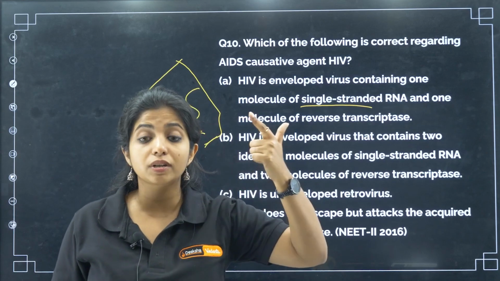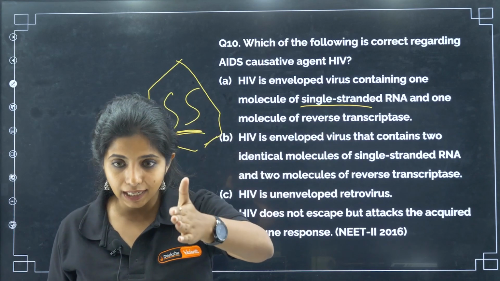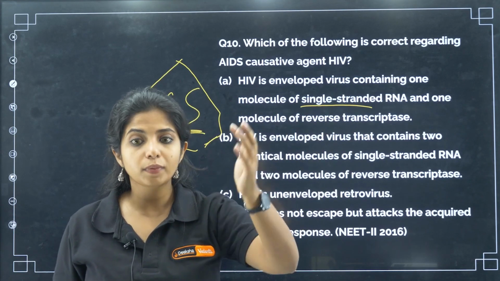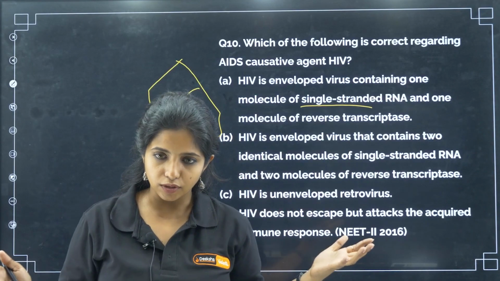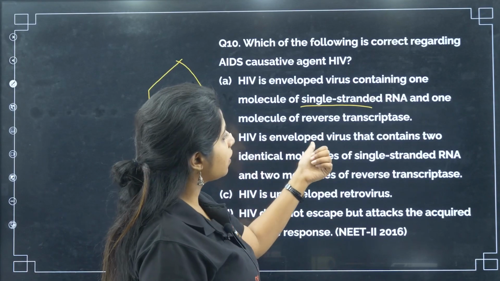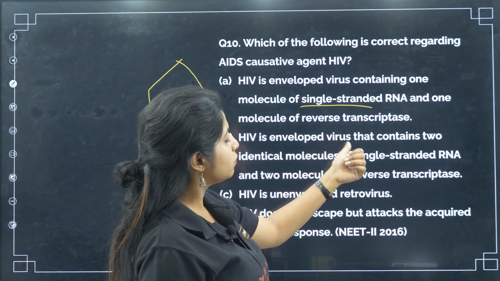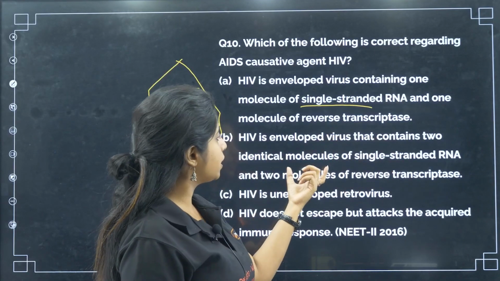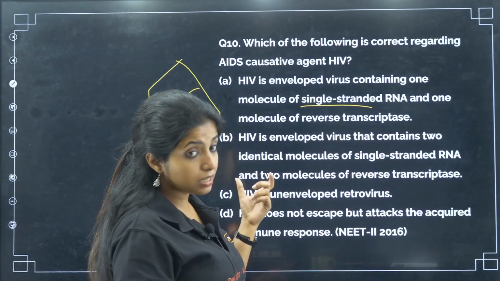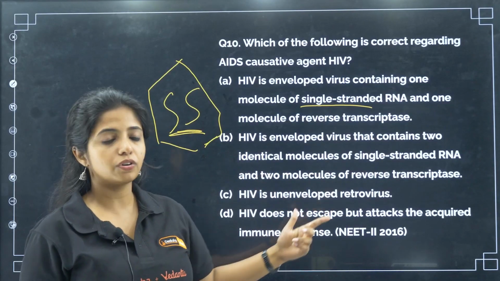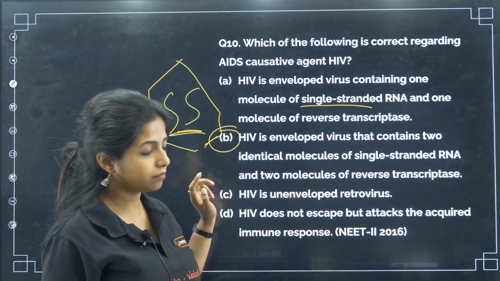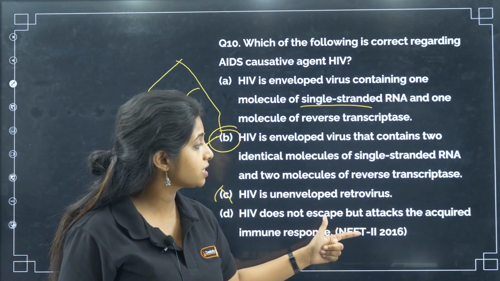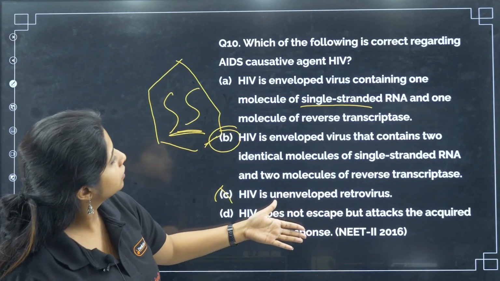One is protease, another one is integrase. Integrase is for integrating into the human genome, and protease is basically for cleaving around and doing all the other functions. Yeah, so HIV is enveloped virus that contains two identical molecules of single-stranded RNA, yes, and two molecules of reverse transcriptase, absolutely correct. HIV is enveloped, wrong. They have a capsid. HIV does not escape but attacks.